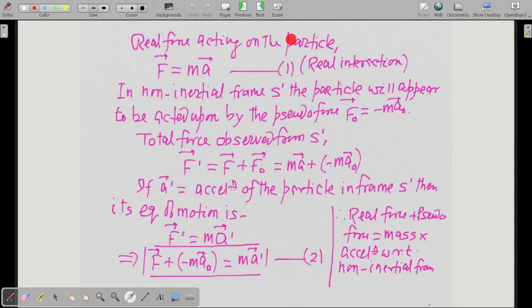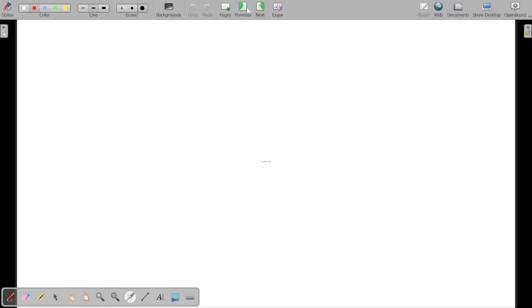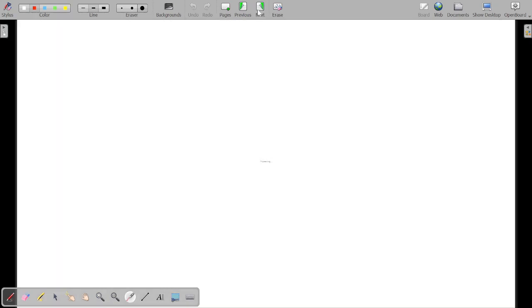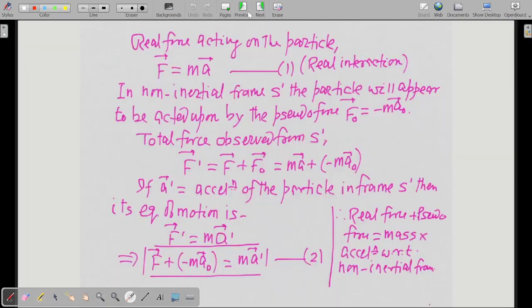So the real force acting on the particle will be F vector equal to m a vector, right? This will be the real interaction, because a vector is the real acceleration. You can see in the figure that this particle is moving to the right with constant acceleration a, with respect to this inertial frame S. So the real acceleration is your a, and the real force acting on the particle will be F vector equal to m a vector. That is your real interaction.